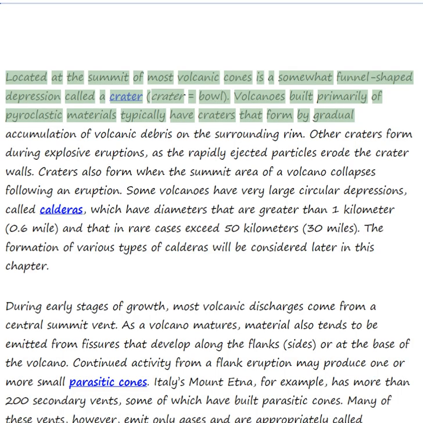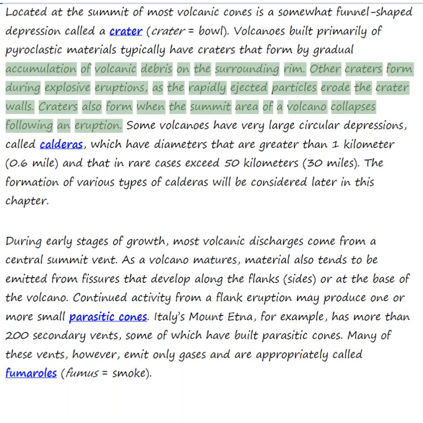Located at the summit of most volcanic cones is a somewhat funnel-shaped depression called a crater. Volcanoes built primarily of pyroclastic materials typically have craters that form by gradual accumulation of volcanic debris on the surrounding rim. Other craters form during explosive eruptions, as the rapidly ejected particles erode the crater walls. Craters also form when the summit area of a volcano collapses following an eruption.